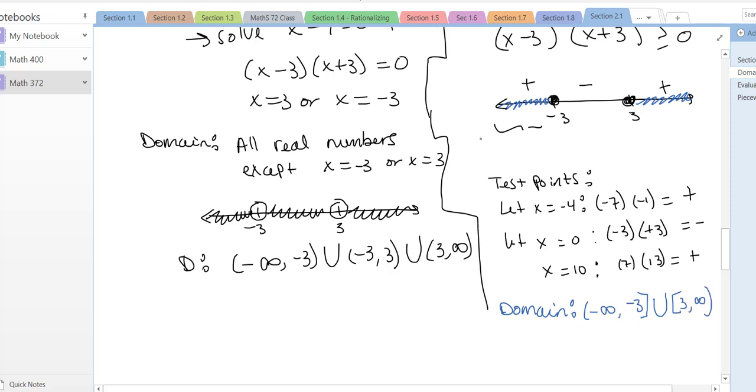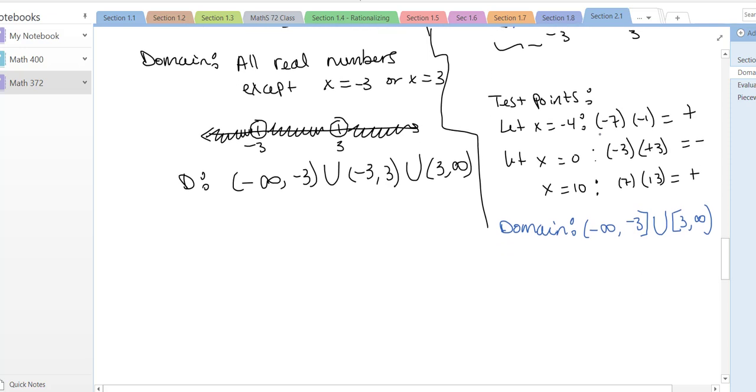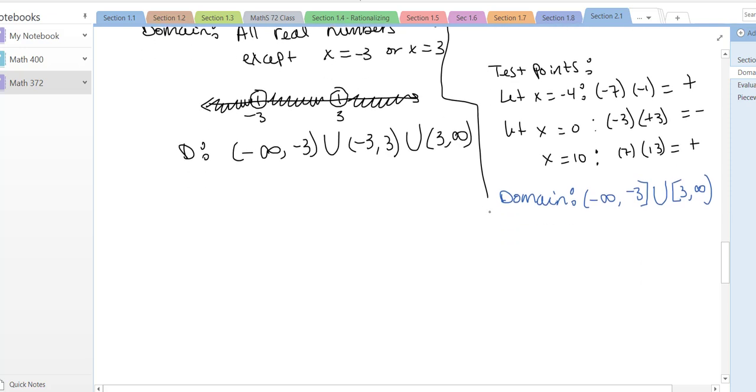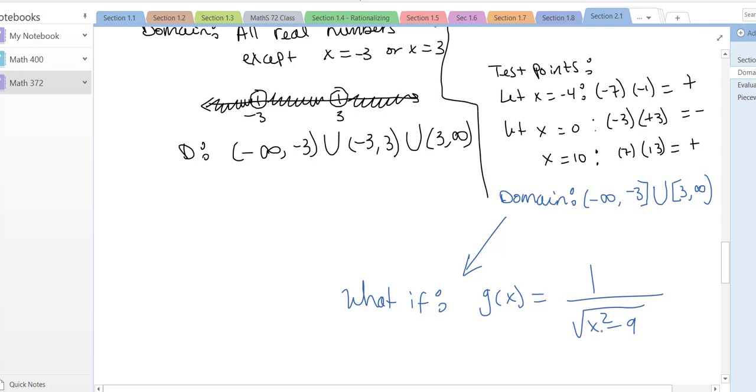Right? So notice how different these two problems are, mainly because one was just a denominator, so I was just solving an equation. In this one, I'm solving an inequality. Now, what would change for this problem if my function was g of x equals 1 over the square root of x squared minus 9? What changes in finding your domain?